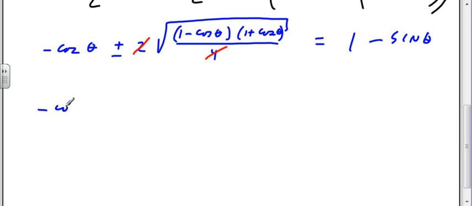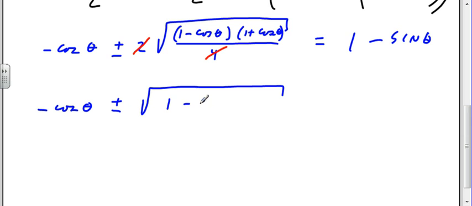So I got minus cosine theta plus or minus square root of 1 minus cosine squared theta. Is that what I got? Yeah, I do. And then I remember that 1 minus cosine squared theta is sine squared theta, right? I think I remember that. Okay, so this is minus cosine theta plus or minus sine theta.